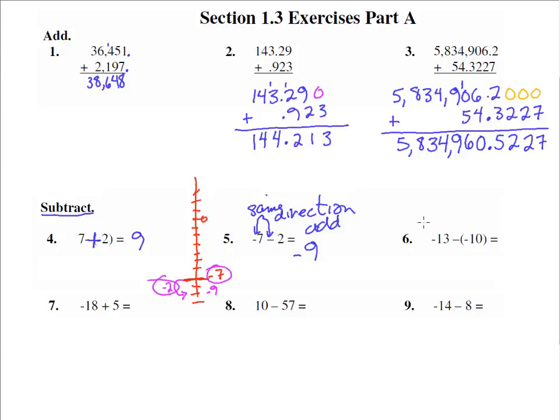Okay, let's look at the next one. Negative 13 subtracting a negative 10. Just like this over here, when you subtract a negative, those are exactly opposite of each other. So that is plus. Negative 13 plus 10. Now these are opposite signs, so we do subtraction here. 13 minus 10 is 3, but this guy is the strong one, meaning that he wins. He's negative, so the answer has to end up a negative.